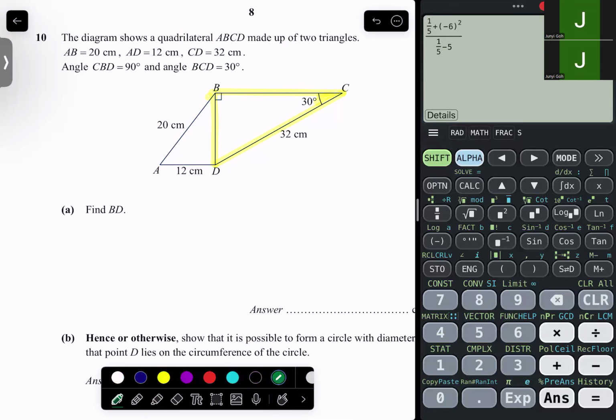Okay, so 30 degrees is my angle of focus. This will be the opposite. This will be the hypotenuse. This will be the adjacent. I want to find the opposite with the hypotenuse. So that will be sine, right? So sine 30 equals BD over 32. So BD, same thing, cross multiply over. Okay, so BD equals 32 sine 30, right? So equals 16.